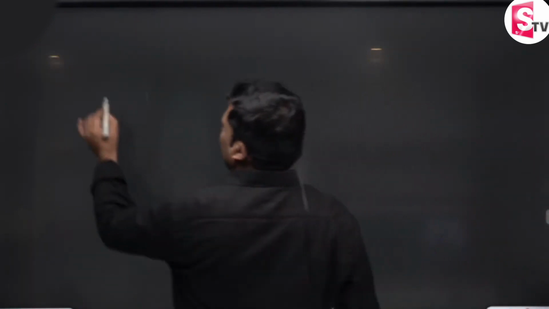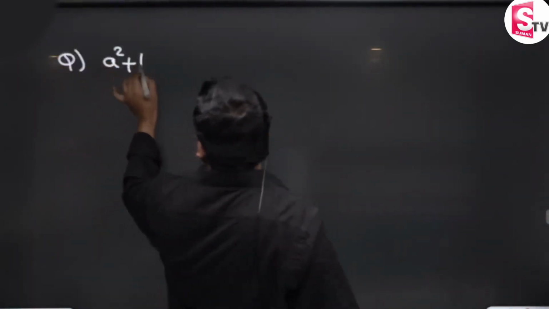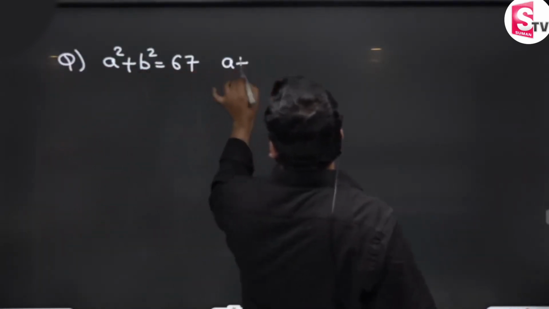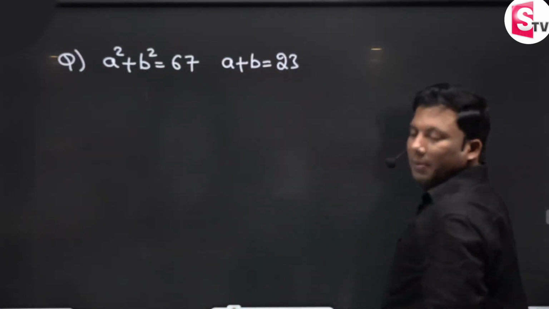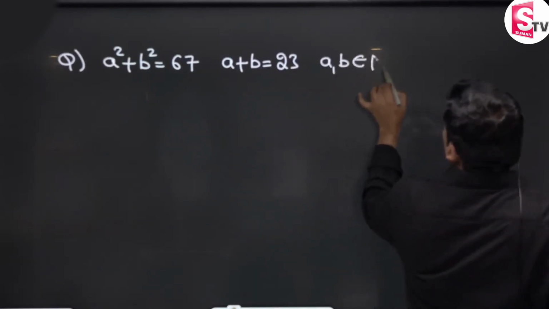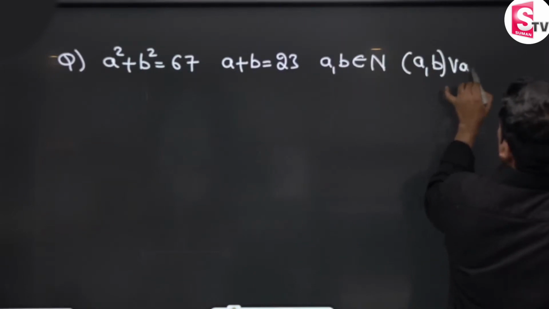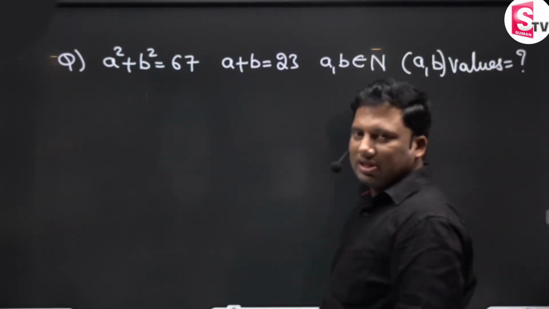Suppose the question is on substitution. a square plus b square equivalent to 67, a plus b equivalent to 23. A and b are natural numbers. How many values a, b will take which satisfies this equation?